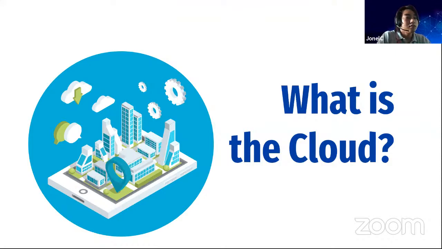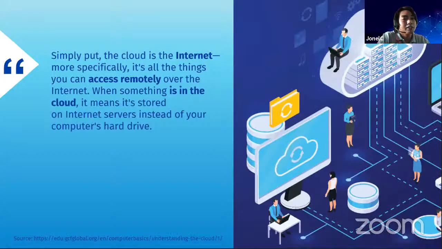is the cloud. Now, simply put, the cloud is the internet. So the term cloud actually refers to the internet. But more specifically, it's all the things you can access remotely over the internet. So when I say that something is in the cloud, it means it's stored on the internet servers instead of your computer's hard drive. And when you want to access particular files that are stored in the cloud, you're actually downloading from that server instead of getting it from your particular device. So this is the quick and simple definition of the cloud.